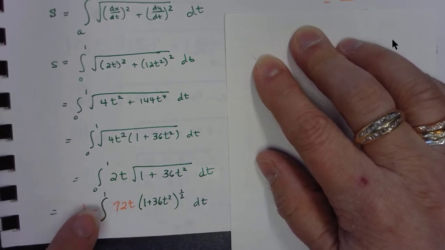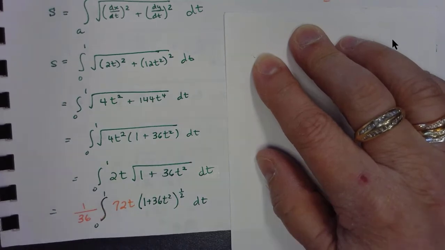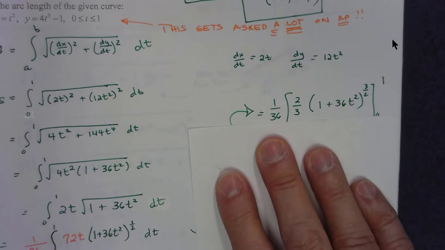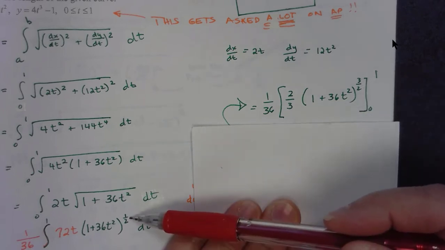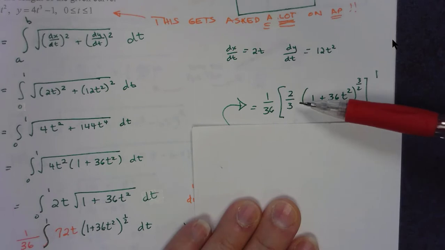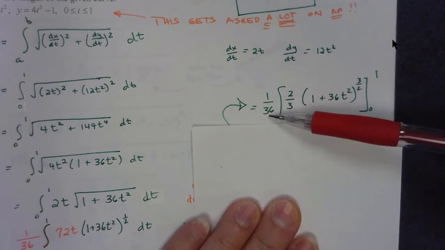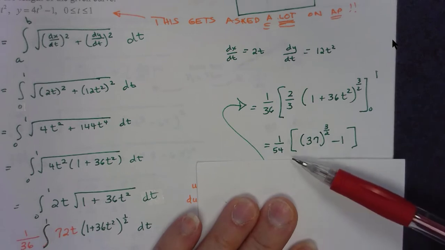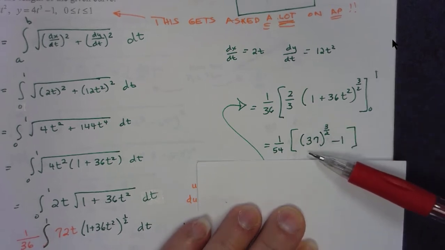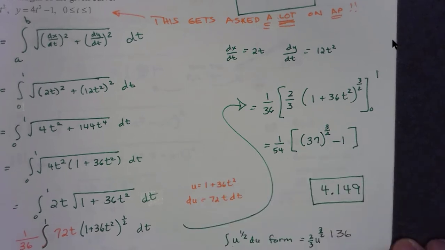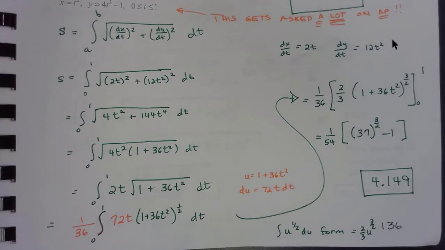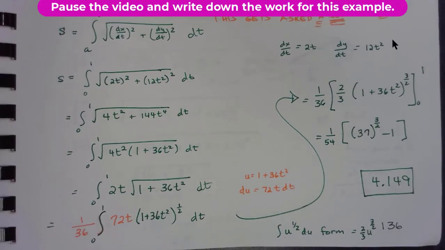I'm just getting it in the form because I'm too lazy. I don't want to switch those limits of integration. So we get 1 over 36, 2/3, 1 plus 36t squared to the 3/2, right? To the 1/2 becomes to the 3/2, coefficient of 2/3. The 2/3 can come out. 2 goes into 36 18 times. 18 times 3 is 54. And we are now looking at 37 to the 3/2 minus 1. And there is our decimal approximation. Okay, take a moment to write down this work.